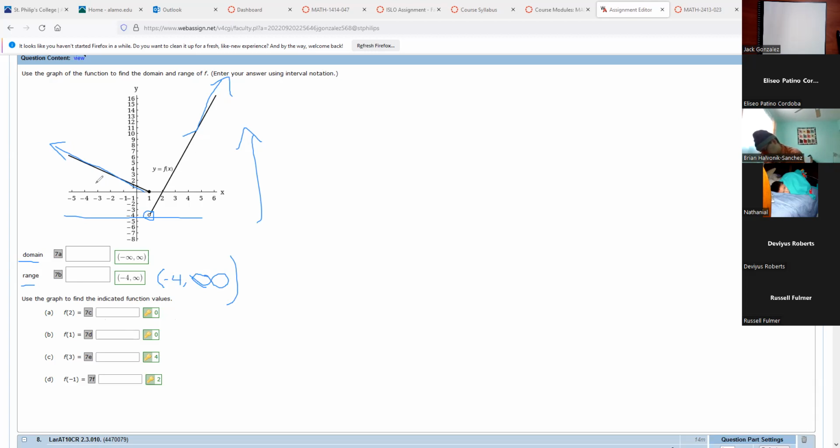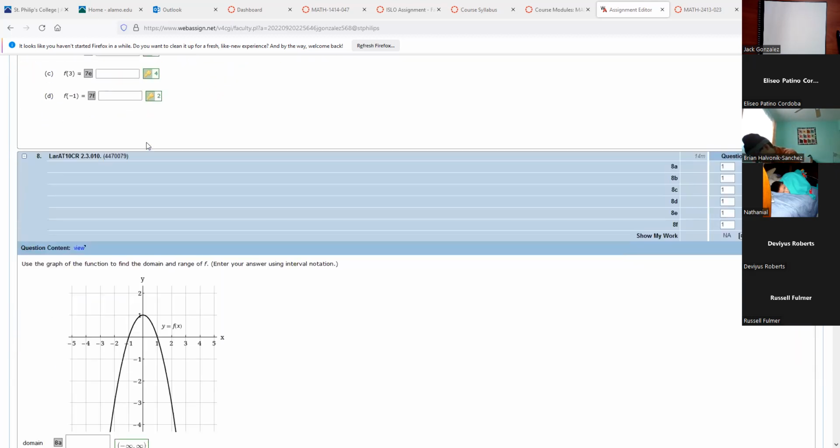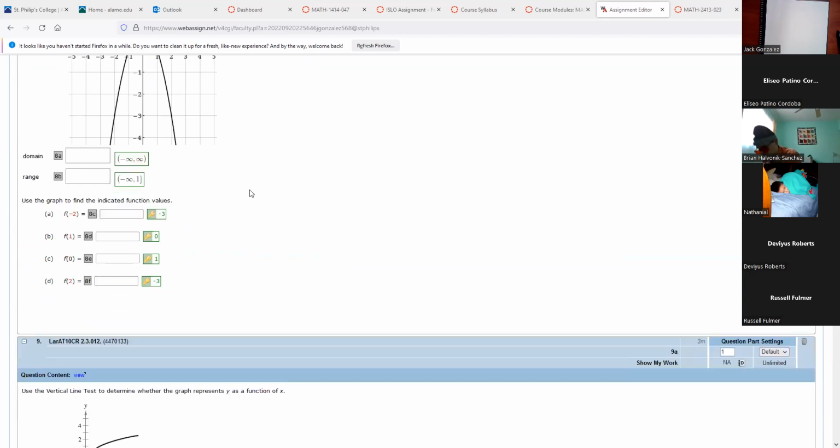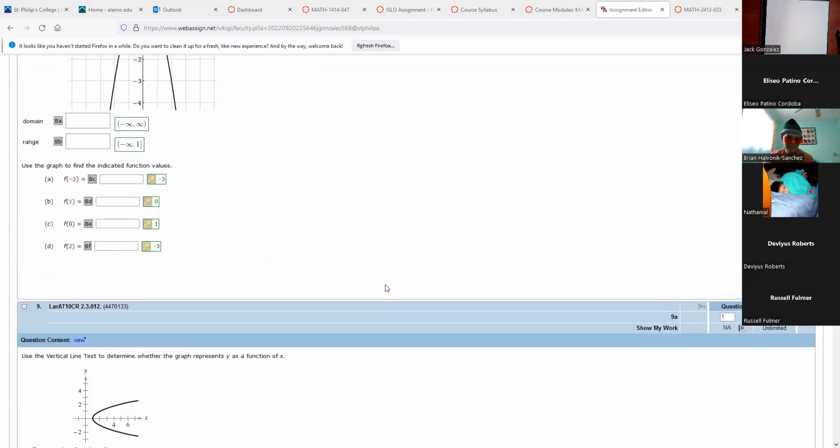Do you guys have any issues with these problems? Okay. So not too bad, I hope. I'm assuming it's pretty clear, right? Let's move on to something else then.